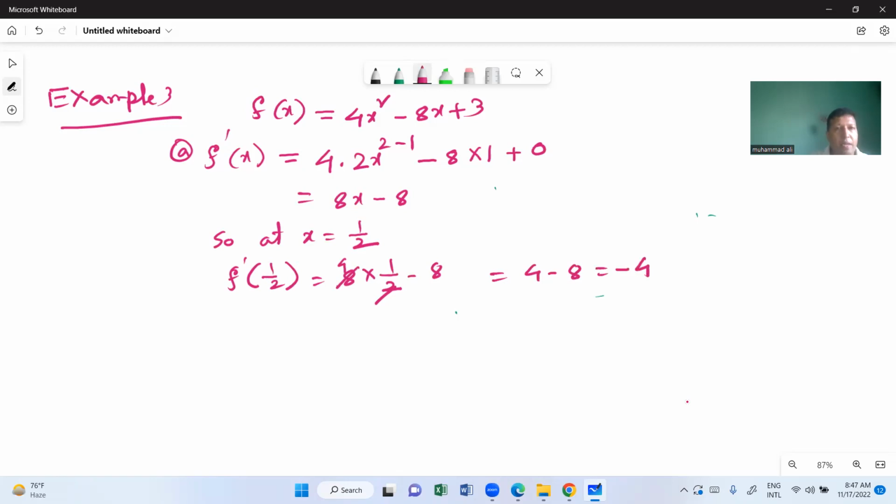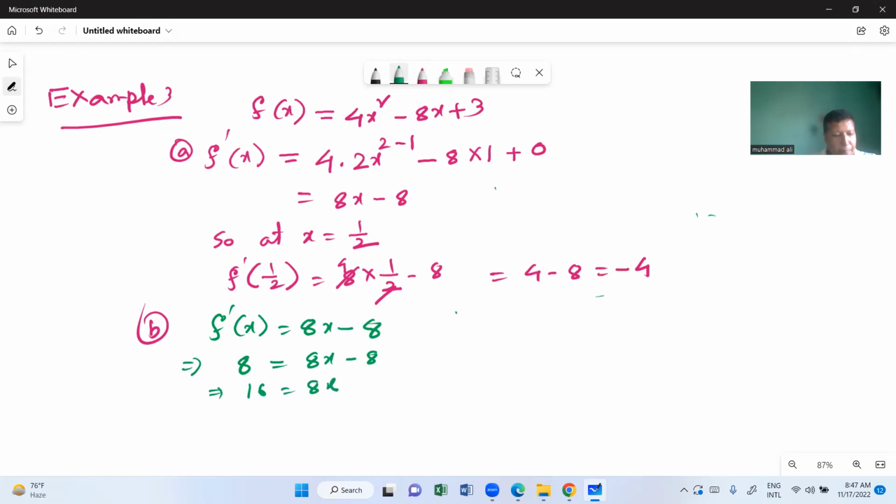Okay, our first part A answer is completed. Part B. Find the coordinates of the point on the graph of y equals f(x) where the gradient is 8. Here the gradient is f prime x equals 8x minus 8. They said where the gradient is 8, find out the coordinates. That means where f prime x, that means gradient, is 8, here we write 8 equals 8x minus 8. So when 8 comes to the left side, it will be 16 equals 8x.